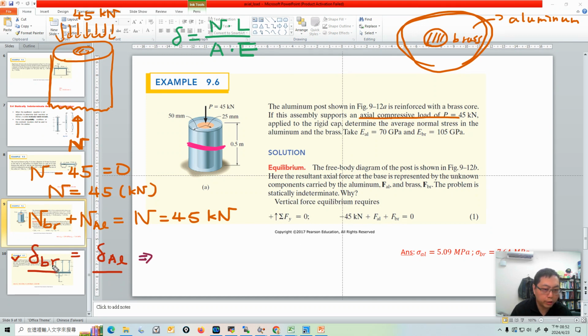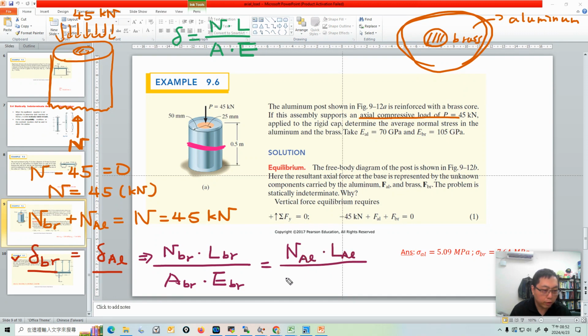So the normal strain of the brass times the L of the brass divided by area of the brass and times the elastic modulus of the brass is equal to the normal strain of aluminum times the L of aluminum divided by A of aluminum and times the elastic modulus of aluminum. Because it's a coaxial bar, the length of your brass and length of aluminum is the same. So you can cancel this out.